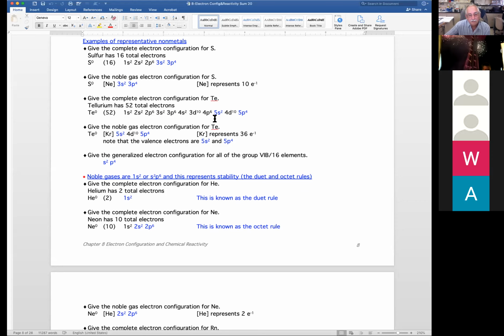And what about the noble gas electron configuration for tellurium? Okay, so all of this right here represents krypton. So I have krypton, and then what's after krypton? The 5s2, the 4d10, and the 5p4. So now if you were to take a quick look at what your periodic table actually has, it will not do the Aufbau order. It simply goes 1, 2, 3, 4, 5, 6, 7. So it'd be 4d10, 5s2, 5p4.